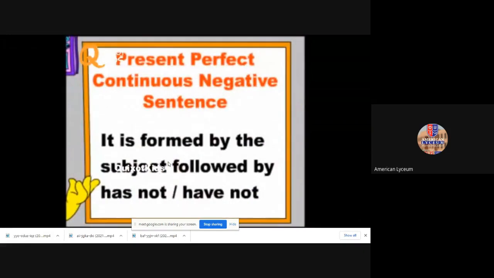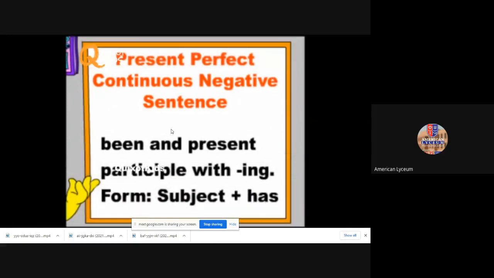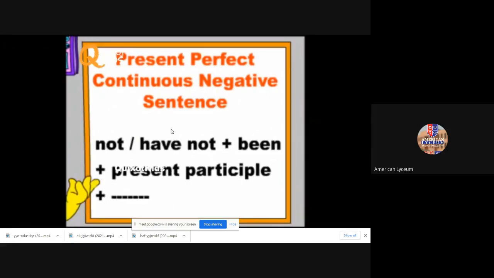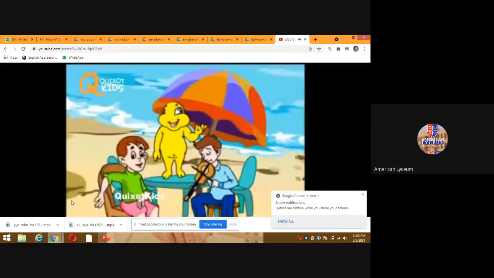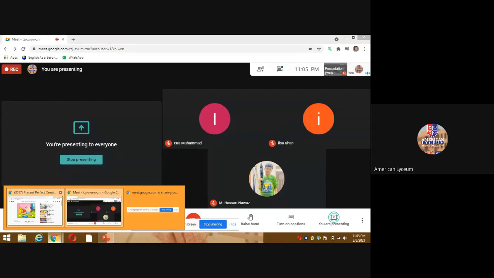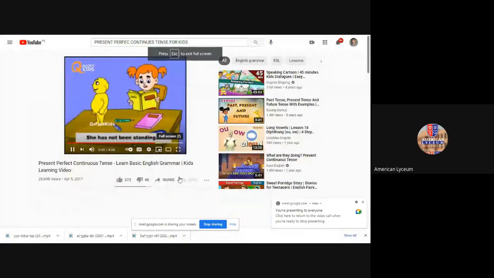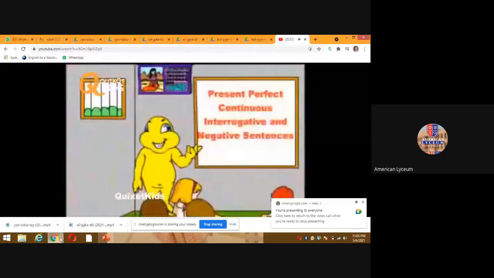Present perfect continuous negative sentence. It is formed by the subject followed by has not, have not, been and present participle with ing. In negative tense, we just have to write not with it. Form: subject plus has not, have not, plus been, plus present participle. Examples. I have not been reading. We have not been singing. You have not been playing. She has not been standing. They have not been sitting.